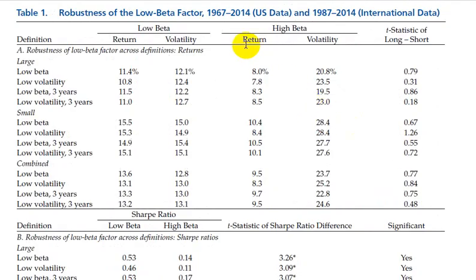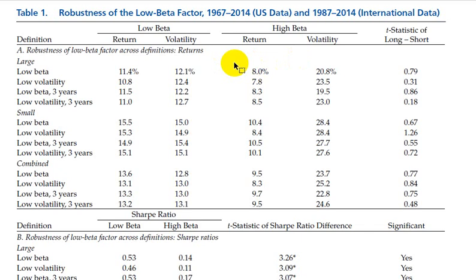So the first factor is the low beta factor. They looked at the US from 67 to 2014 and international data from 87 to 2014. But the premise is that low beta stocks throughout history, on average, have outperformed high beta stocks, with beta being the coefficient of the excess market return, or the equity risk premium, in the CAPM formula.